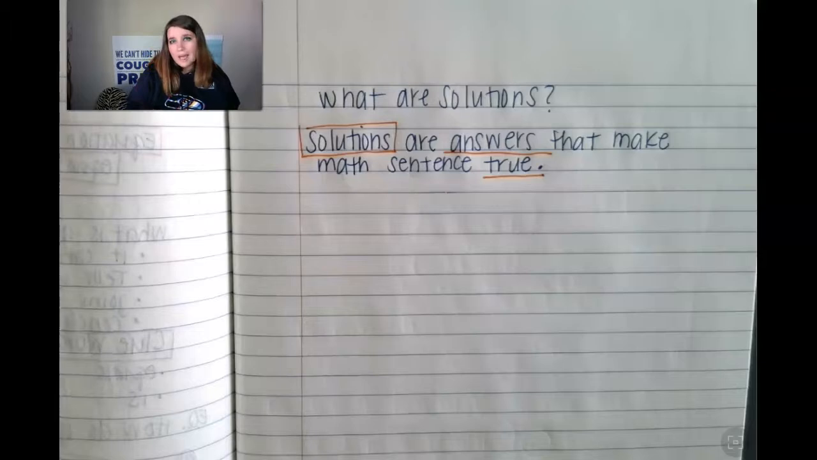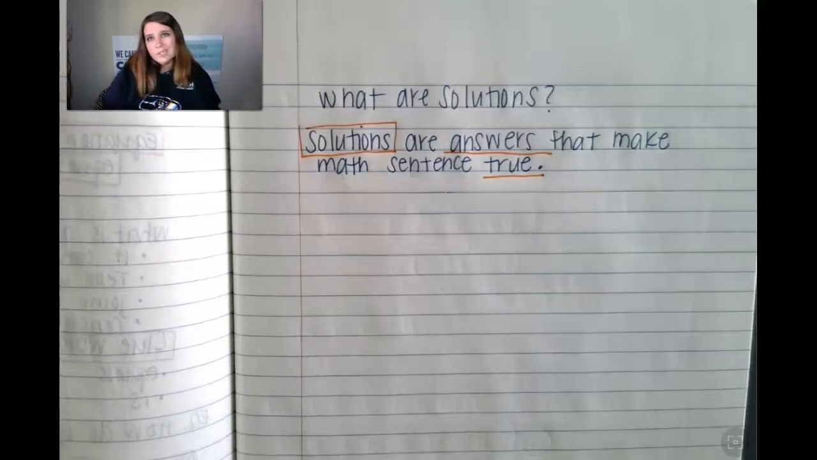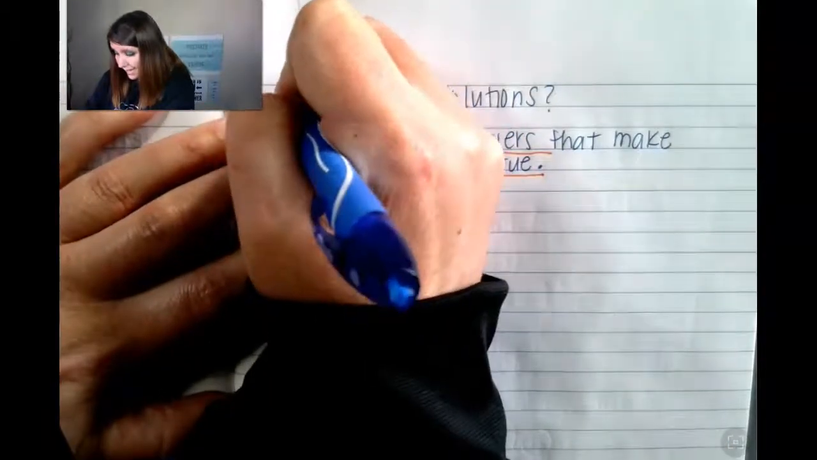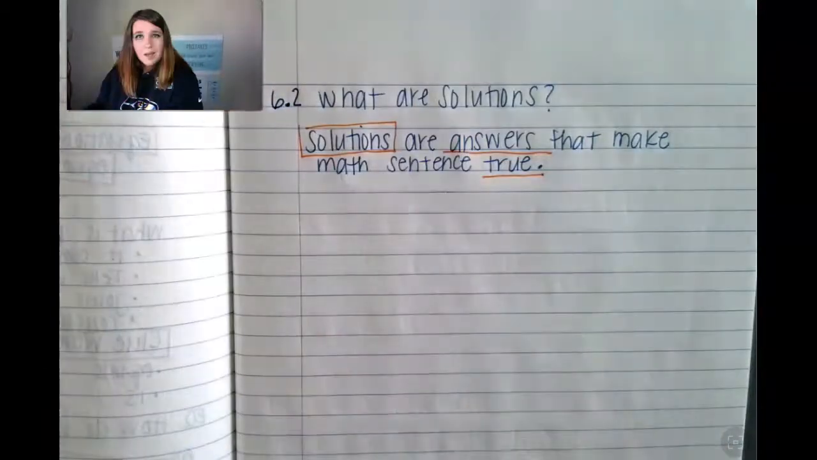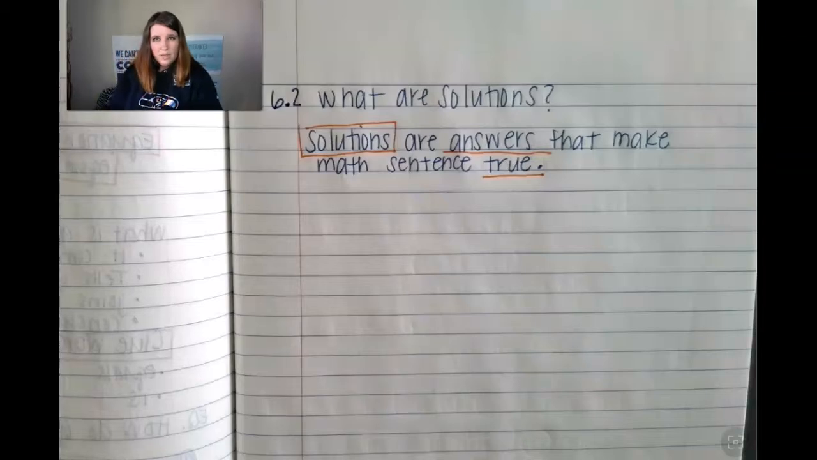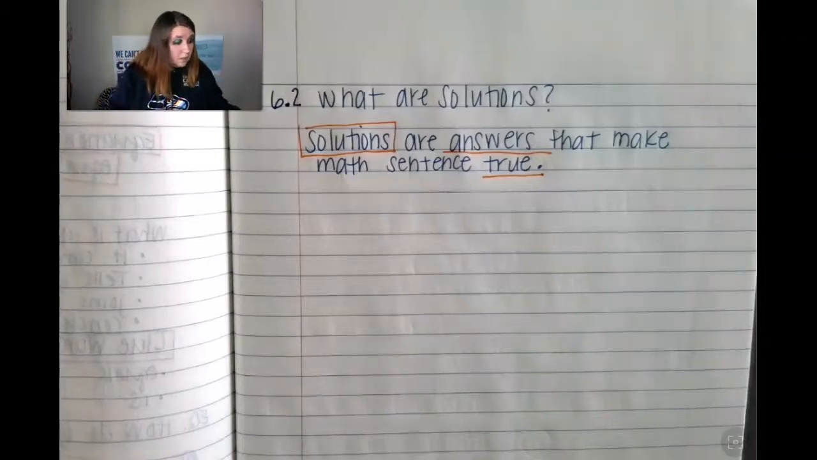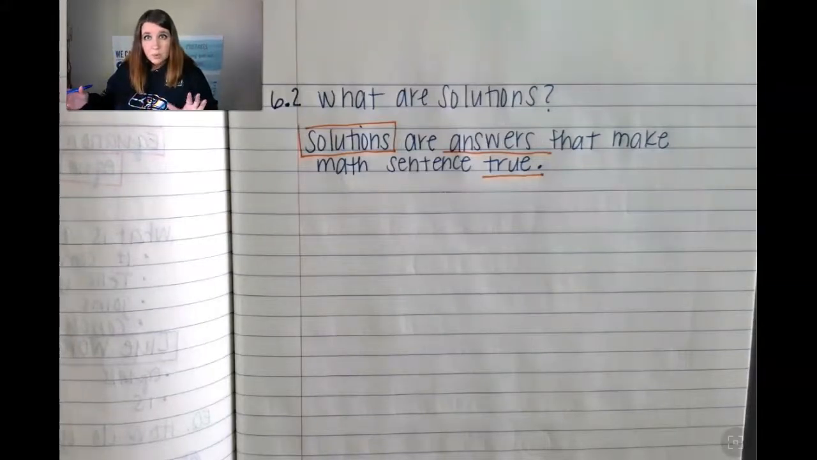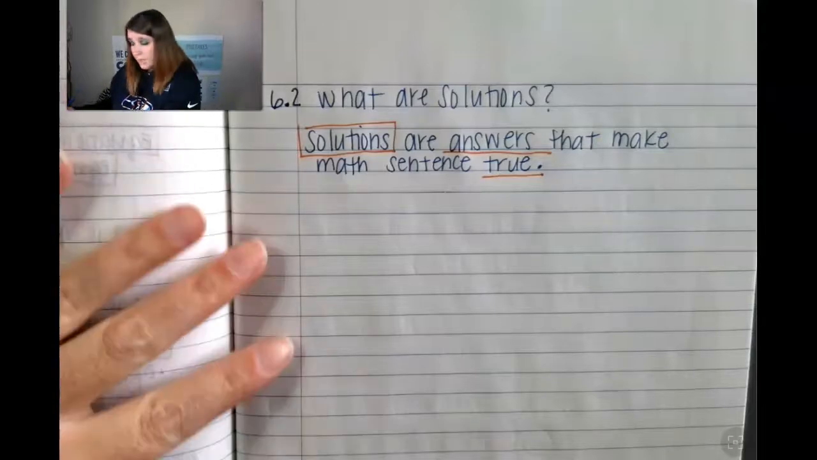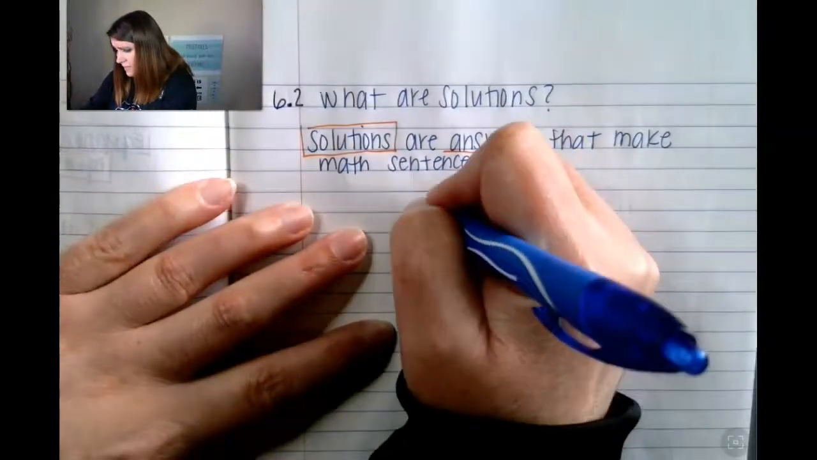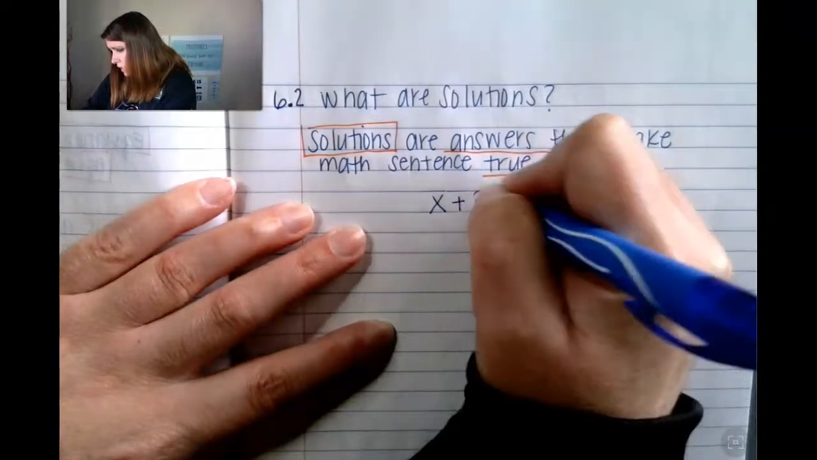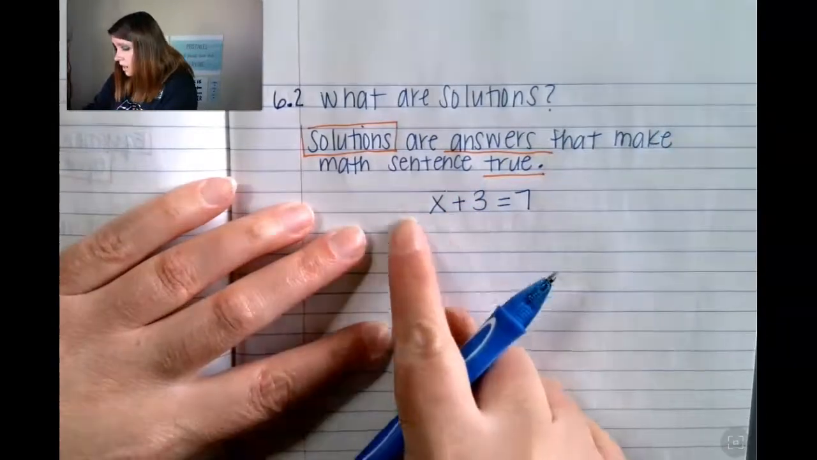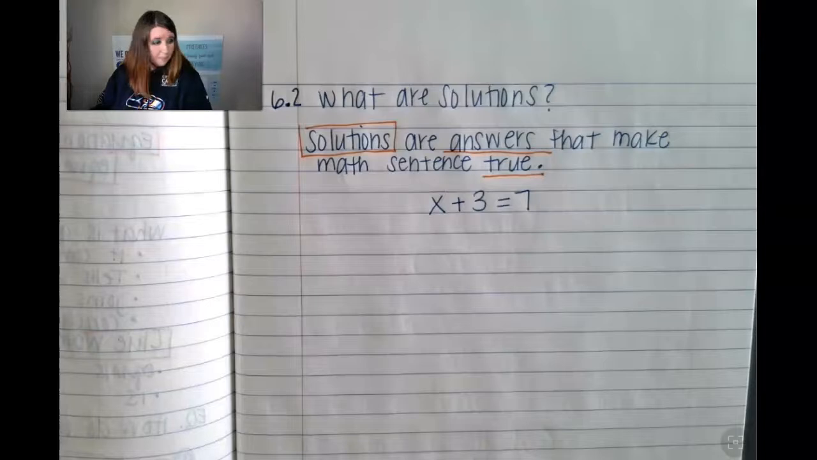Okay, and we know in algebra that we are using letters. So this is the beginning of 6.2. I'm combining a little bit of 6.2 with 6.1 because they go together really nicely. So I want you to think about us making the expression or the equation x plus 3 equals 7. Okay, so we've made this thing that says x plus 3 equals 7. This is our equation, okay?